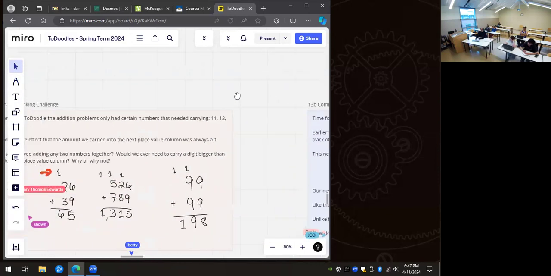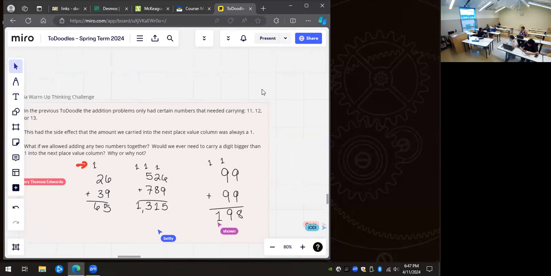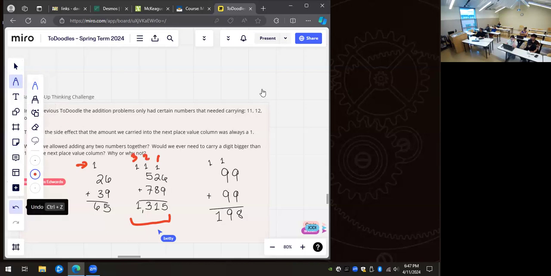What happens when you have to carry a 1 more than once? Can you show us an example of that? If there are more digits, you might have to carry for each place, like in that middle problem. Right here, in this one we had to carry 3 times, 1, 2, 3, because we had more than 10 three times.